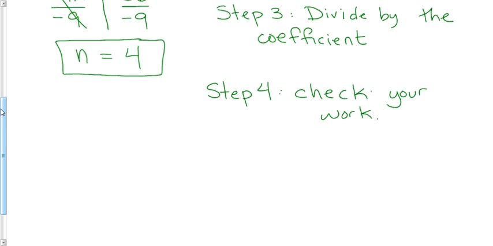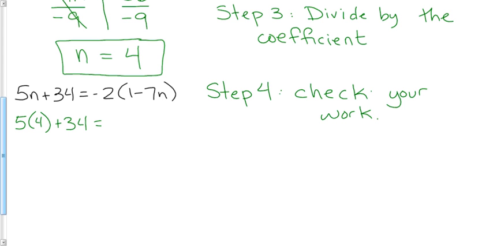So our original equation was 5n plus 34 equals negative 2 times (1 minus 7n). So everywhere we see an n, we're going to replace it with 4. So we've got 5 times 4 plus 34 equals negative 2 times (1 minus 7 times 4). And then we're going to simplify each side. So on the left, 5 times 4 is 20. 20 plus 34 is 54.